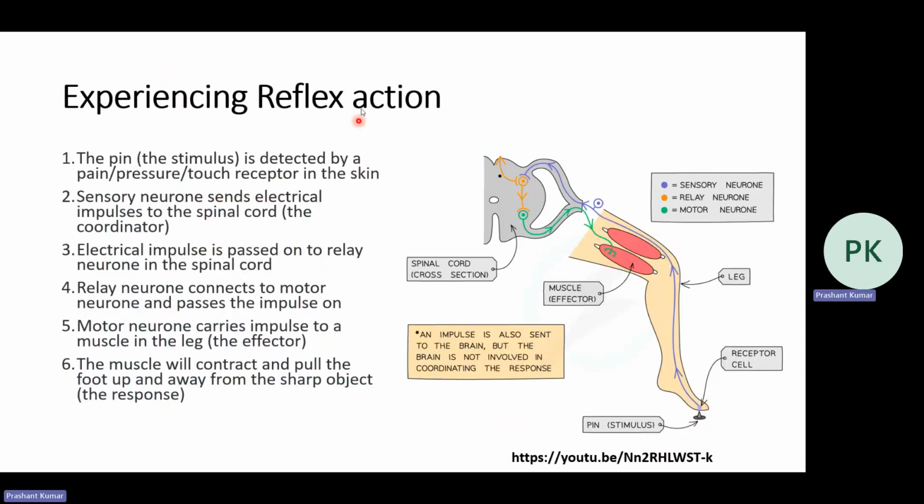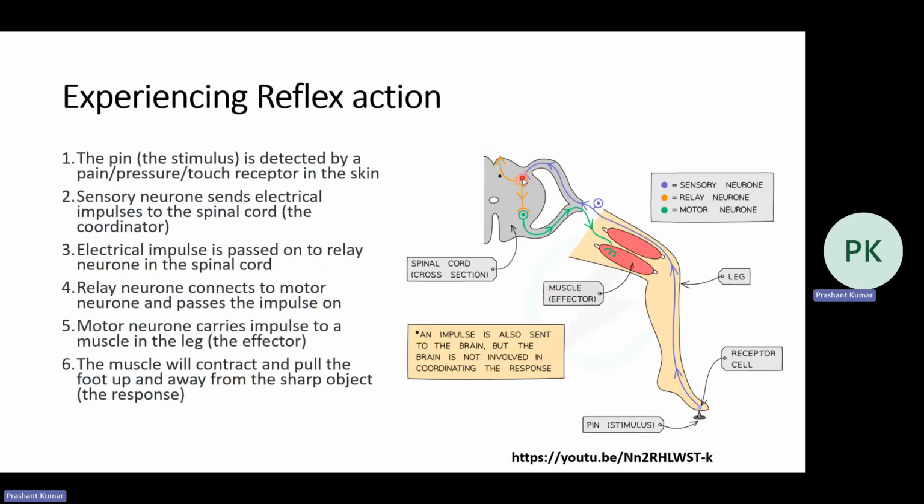How can we experience the reflex action? In the diagram you can see there is a pin, right? The pin is detected by a pain receptor, or you can say touch receptor, or pressure receptor, in the skin. Once the body feels that, the sensory neuron sends an electrical impulse to the spinal cord, because the brain is slightly away. So the spinal cord is there.